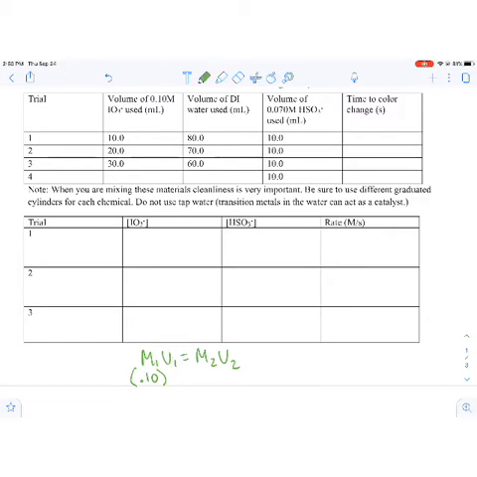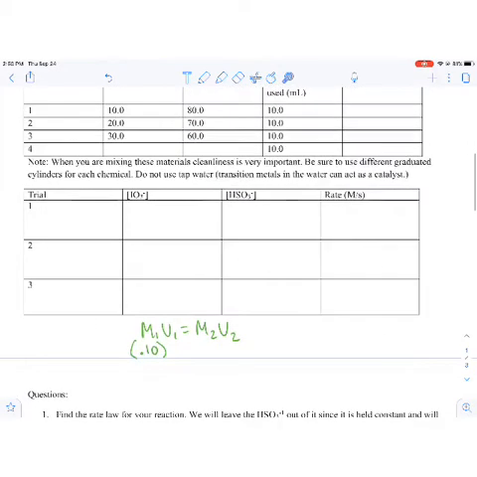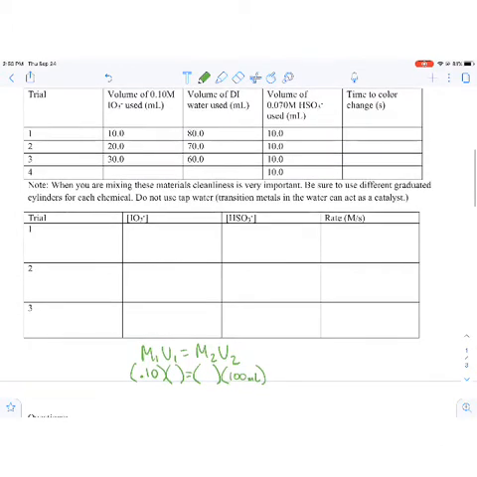What is it changing to? Well, the mixing table tells us that we're going to mix 10 of the original stuff with 80 water, and then we're going to add 10 milliliters of the other reactant. So my final volume will always be 100 milliliters. And so you will need to find your M2. The final molarity will go right here.